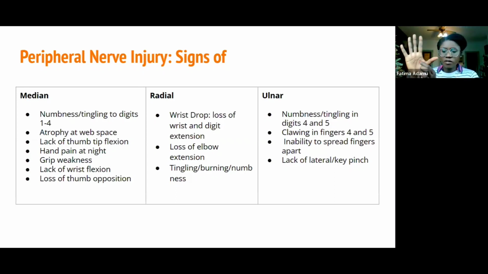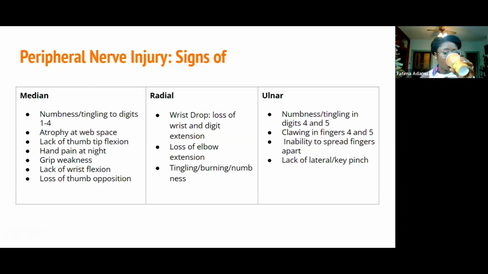Atrophy at the web space, so it could be atrophy in this web space here on the thenar. Inability to bend the tip of the thumb, so for median nerve. Hand pain at night, grip weakness, lack of wrist flexion, loss of thumb opposition. So opposition is your ability to kind of bring your thumb over and reach for objects.